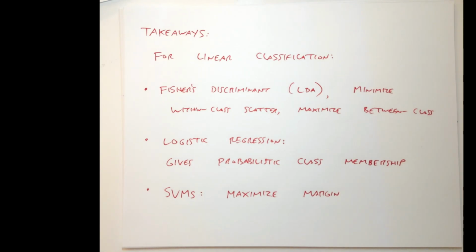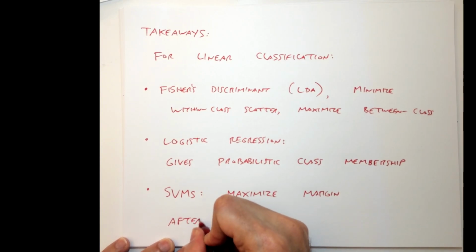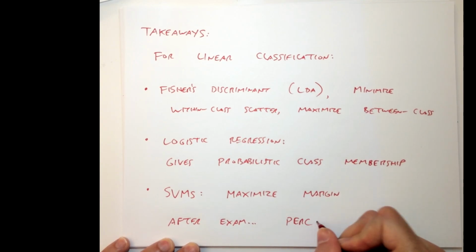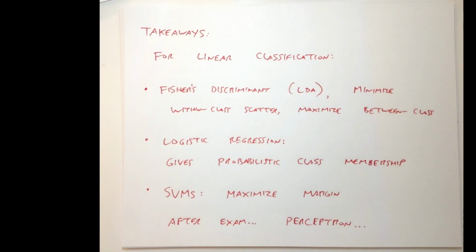The last one we're going to talk about after the exam is called the perceptron, which we talked about very briefly at the beginning of the first lecture, with the New York Times article about the invention of the perceptron. This is also a way of drawing a linear decision boundary, but we're going to do it in some high-dimensional space that is defined by a neural network. So these are the basic take-home messages.